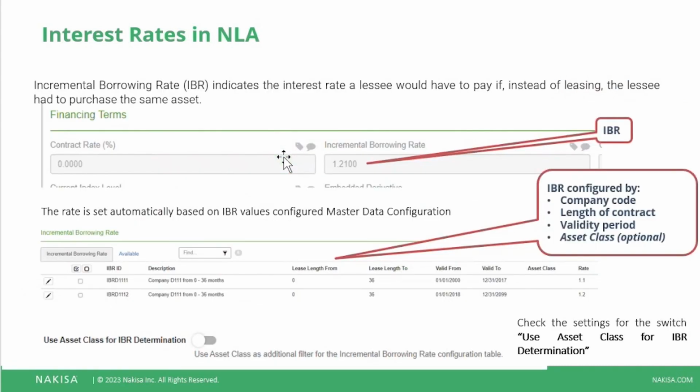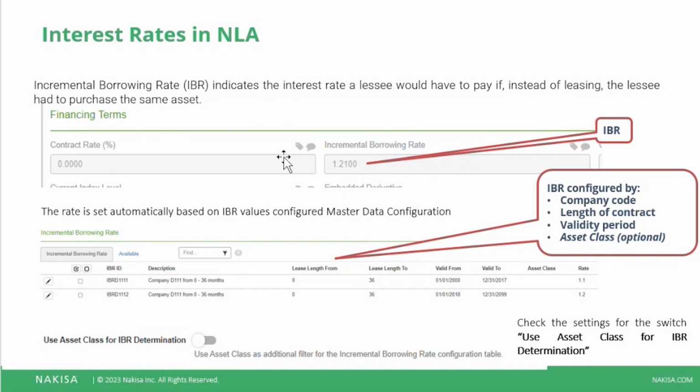Some other things to consider: where exactly are those discount rates in the back end? You might remember, especially for incremental borrowing rate, that is defined at the company code level. So you have it specific for each company, and you can define that in the configuration. As you know, there are several dimensions to consider for the IBR. So the length of the term, valid to, valid from, and also you have the possibility of creating IBRs by each asset class. In that case, you might want to consider the switch use asset class IBR determination.